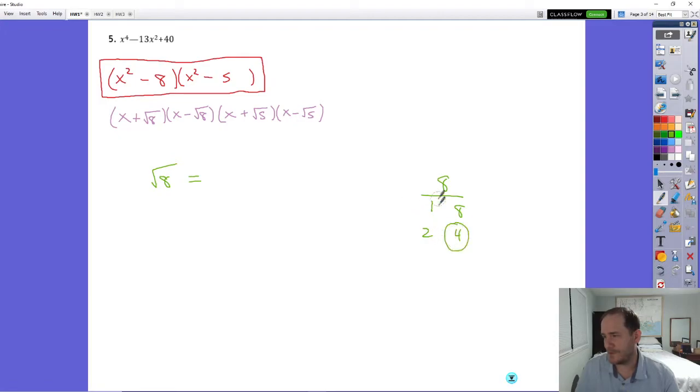4 is a perfect square. Hopefully you're recognizing that. So root 8 can be broken down to square root of 4 times 2, which can be broken down to a square root of 4 and a square root of 2 separately. You're allowed to do that with multiplication. You just take the square root separately.